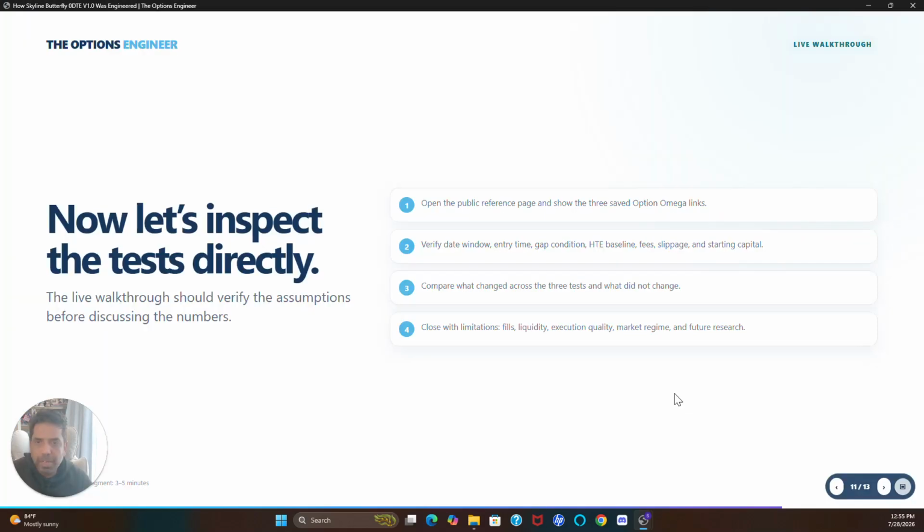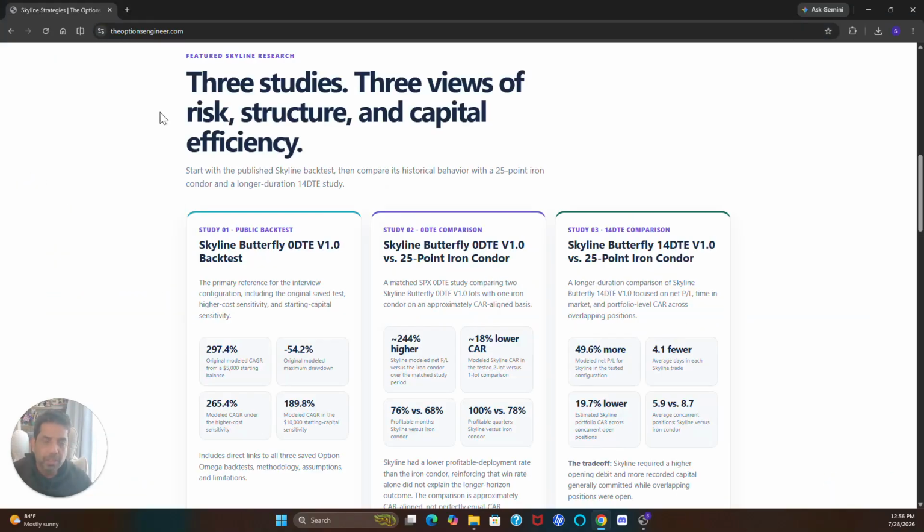This is where I would switch from the slide deck to the actual page and Option Omega. Keep the walkthrough tight, verify assumptions first, then explain how the numbers change between the baseline, higher cost, and starting capital tests. On the homepage, there is the section where 3 studies have been documented.